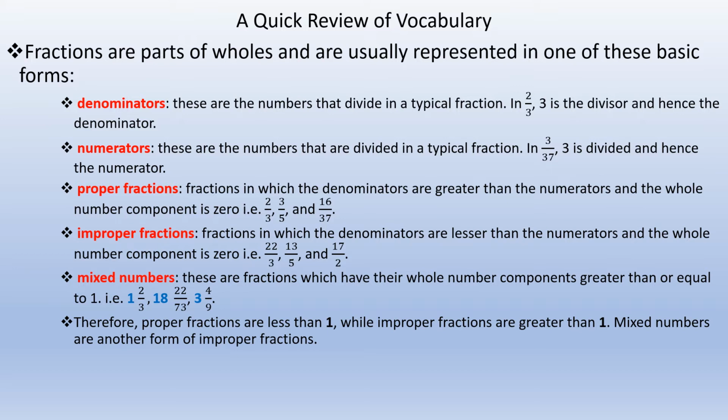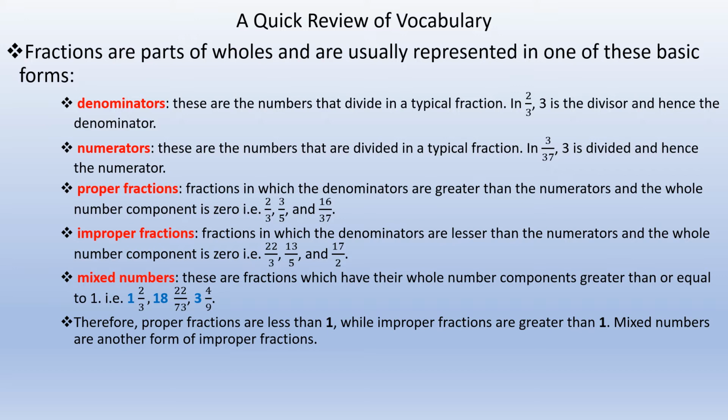Okay, it's not a really weird thing. It's a normal thing. So when you come across that, you just have to simplify it more. Mixed numbers are fractions that have a whole number component greater than or equal to 1. So if the whole number part is not a 0, then you have a mixed number.